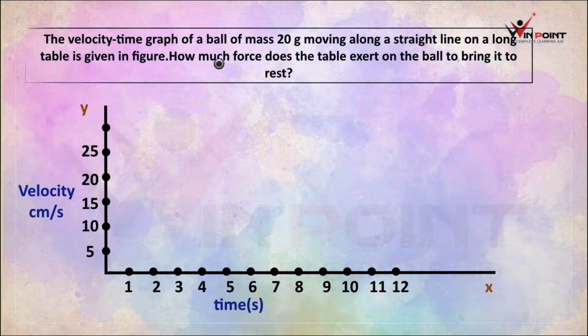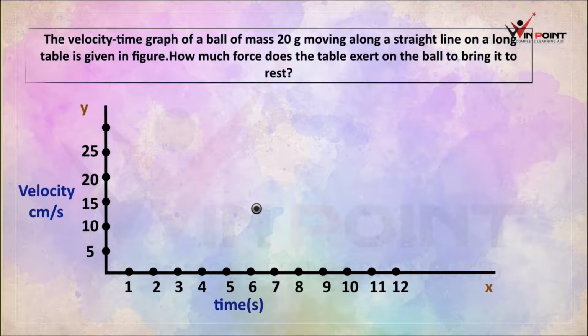The velocity time graph of a ball of mass 20 gram moving along a straight line on a long table is given in figure. How much force does the table exert on the ball to bring it to rest? There is a ball and the mass of the ball is 20 gram. It is moving on a table in a straight line. We need to find the frictional force.